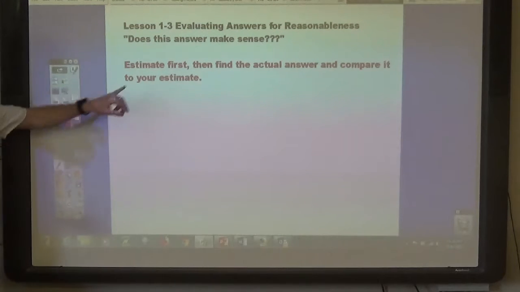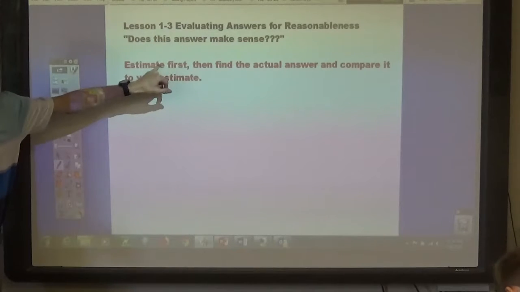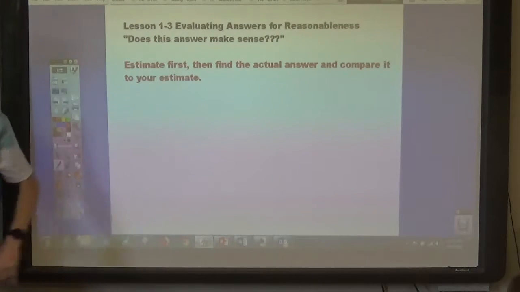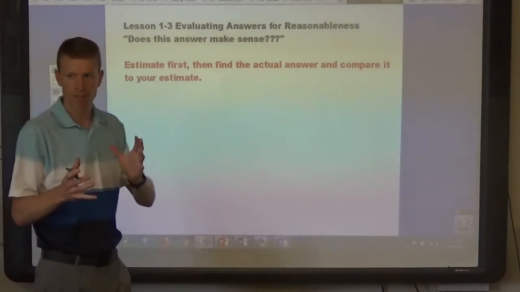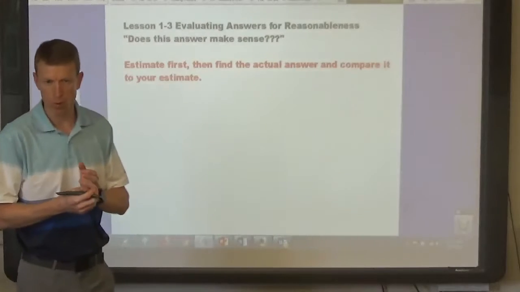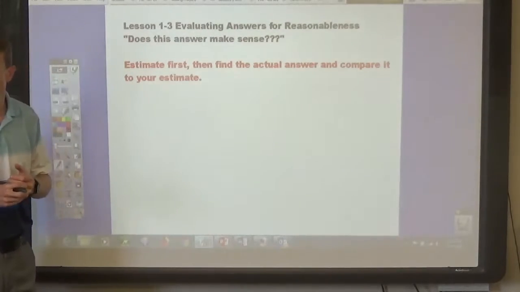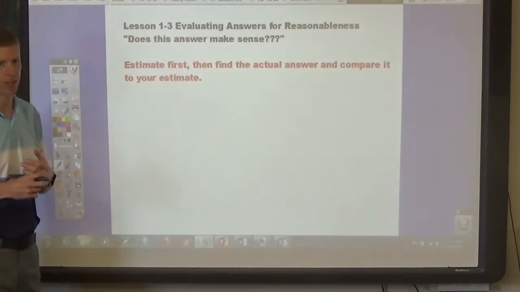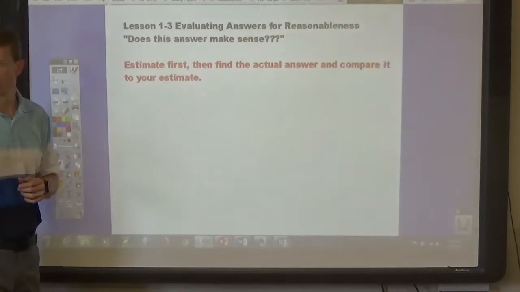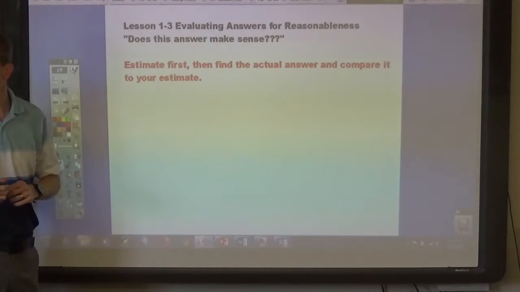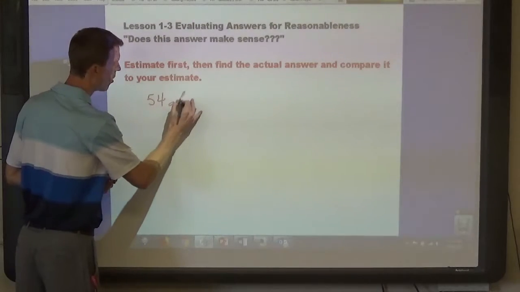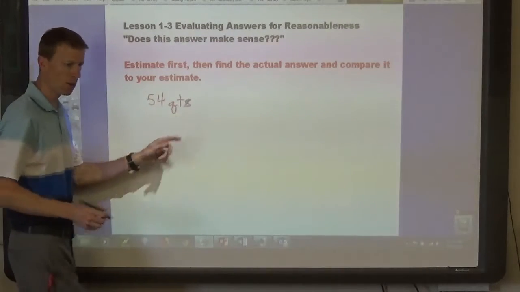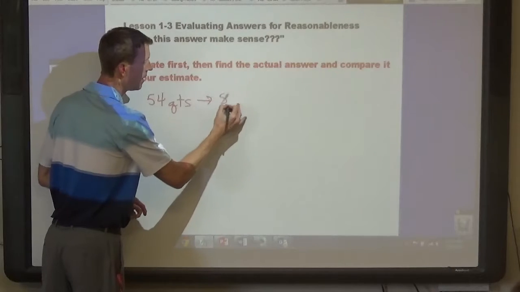So, estimate first. Let's take a look at the numbers in the problem. If each of the students eats 54 quarts of popcorn, how can we estimate or round that number? We could round it to 50. Good, let's round it to 50. So 54 quarts, QTS stands for quarts, to 50.